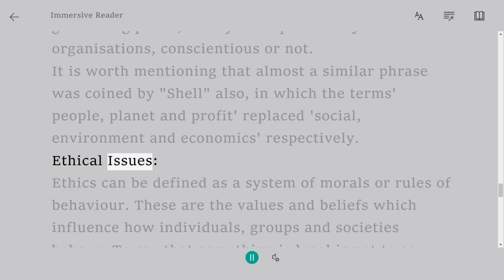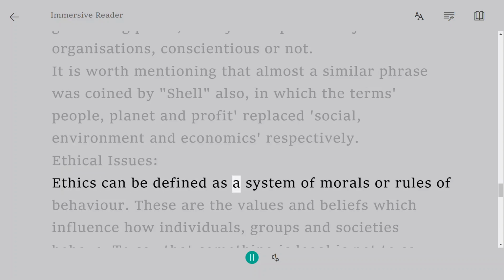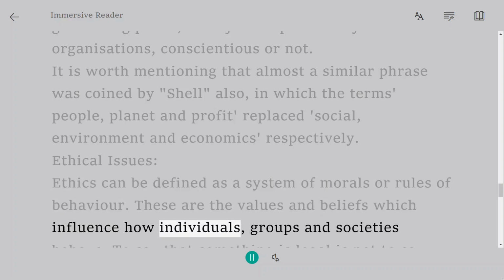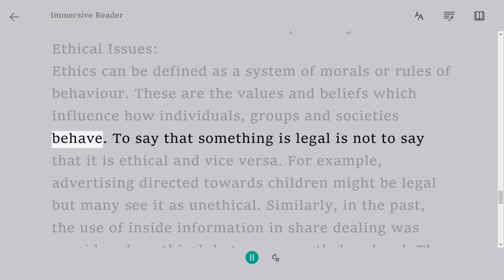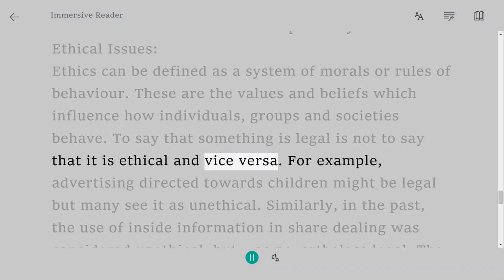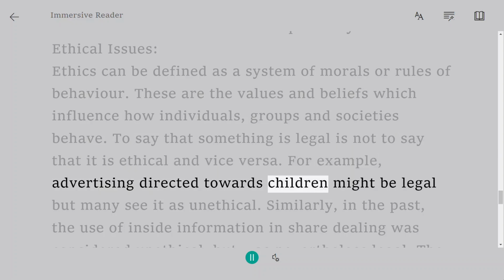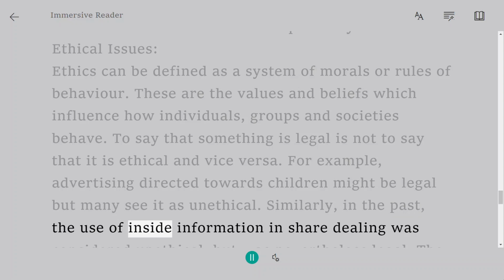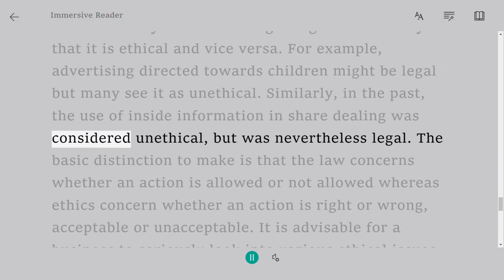Ethical issues. Ethics can be defined as a system of morals or rules of behavior. These are the values and beliefs which influence how individuals, groups, and societies behave. To say that something is legal is not to say that it is ethical, and vice versa. For example, advertising directed towards children might be legal, but many see it as unethical. Similarly, in the past, the use of inside information in share dealing was considered unethical, but was nevertheless legal.